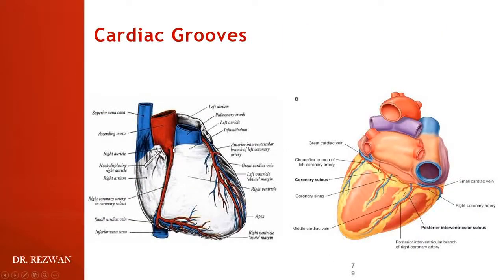Now these are the grooves, again to understand the artery supply. Right atrioventricular groove, interventricular groove. This is again the posterior interventricular groove. This is the posterior atrioventricular groove.